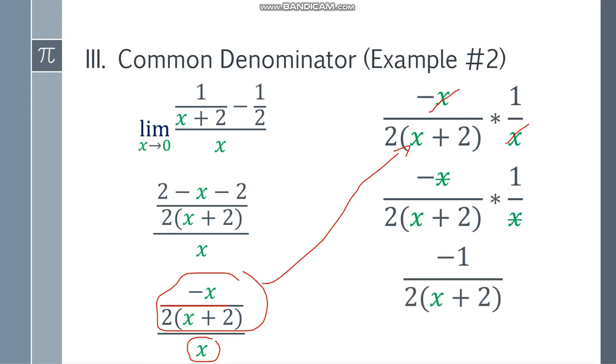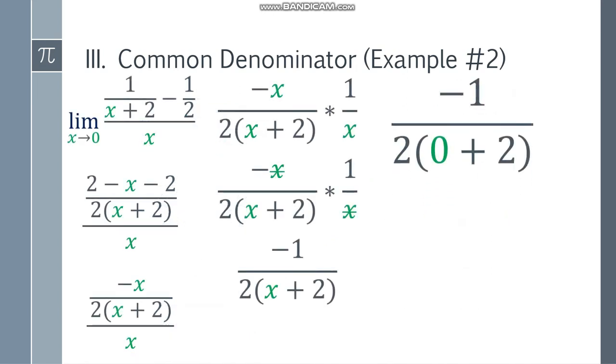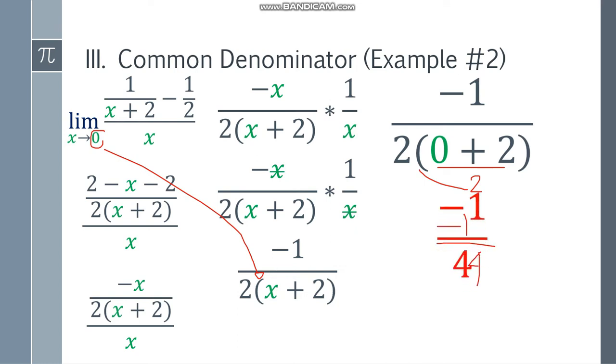Simplify it, we have negative times 1, negative 1, over mo siya sa 2 times the quantity x plus 2. And we have negative 1. Tapos, substitute mo na yung 0 dun sa x. Isa lang yung x natin. Negative 1 over mo ng 2 times 0 plus 2. So 0 plus 2, that will be 2. Times mo siya sa 2, that will be 4. Negative 1 over 4. Oh, yun na pala. Negative 1 over 4. That is already the final answer.